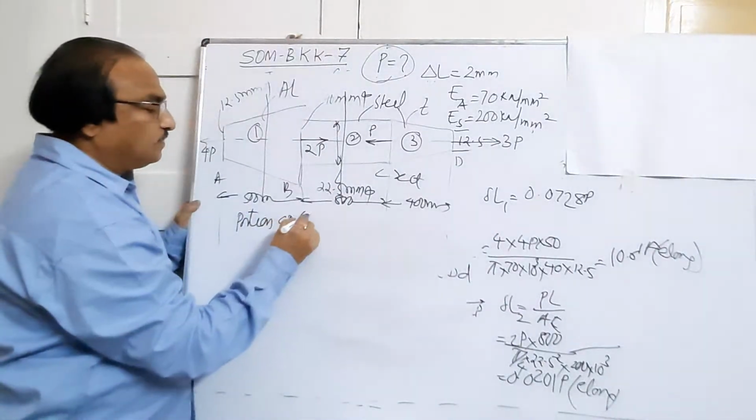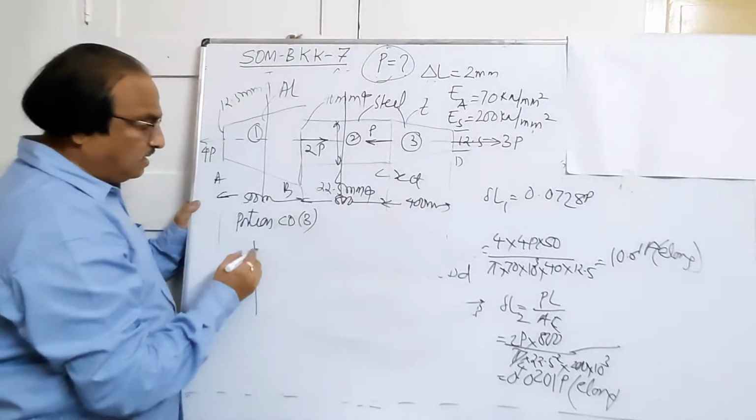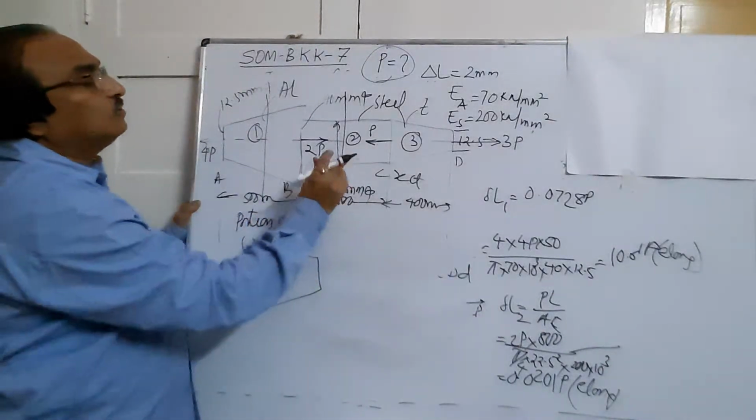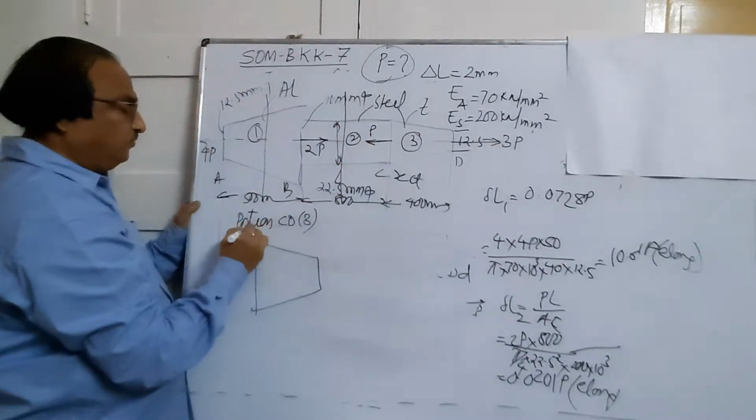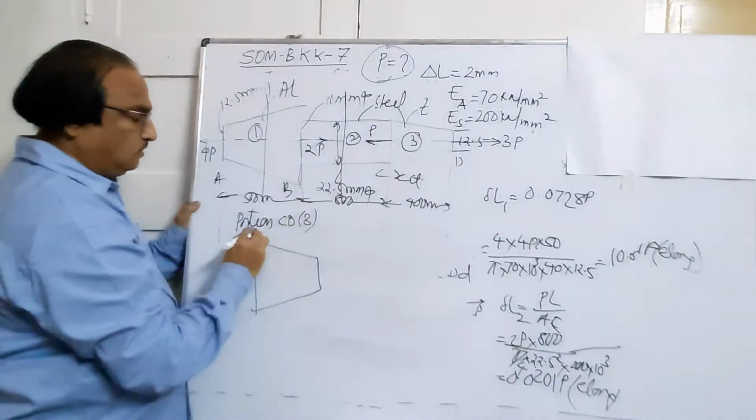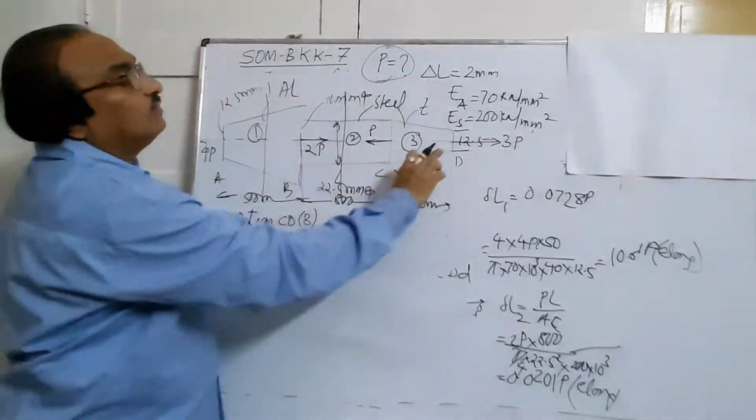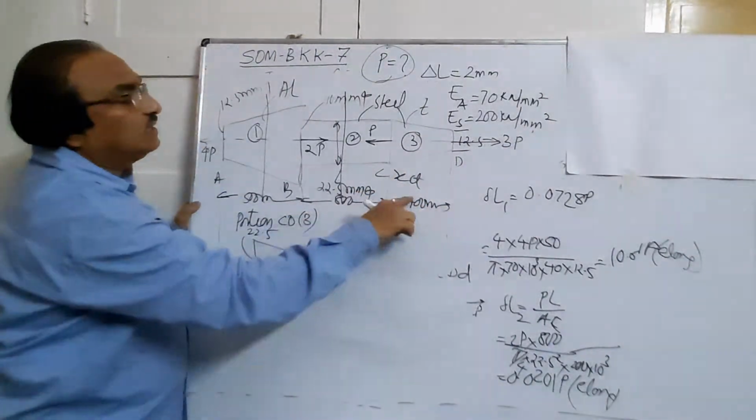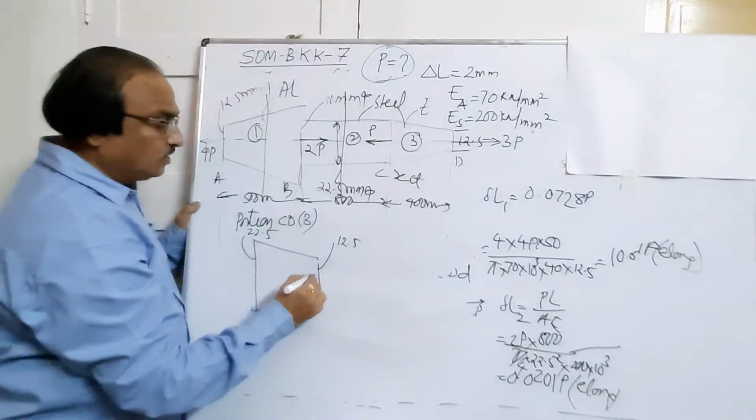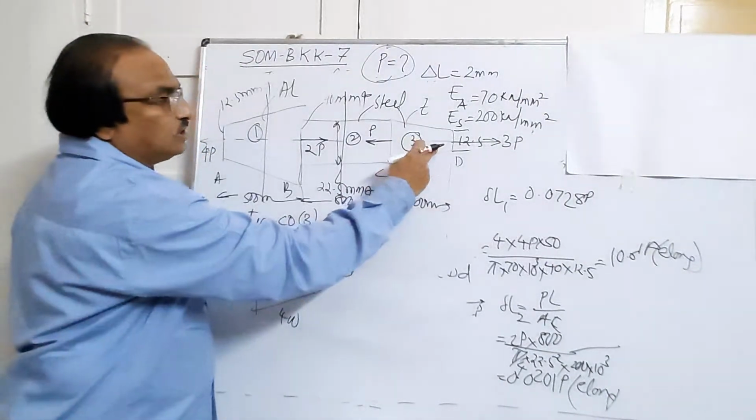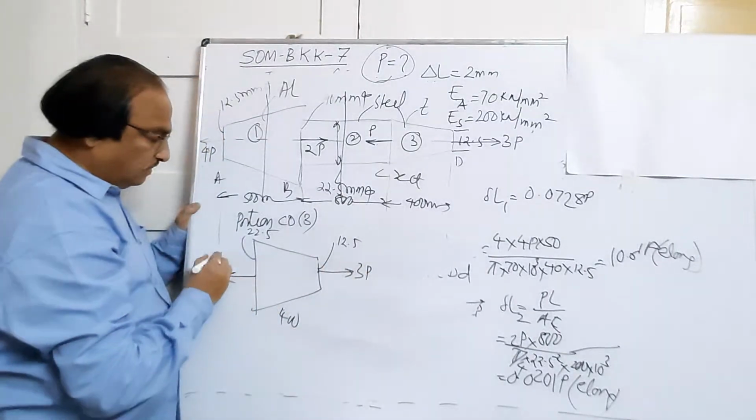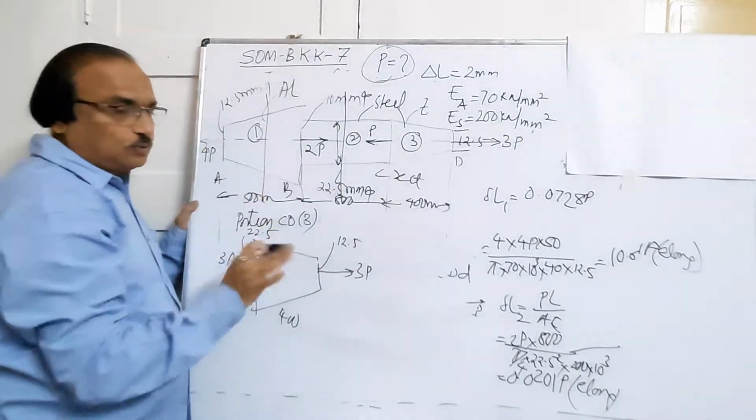CD, or third portion. It is a tapering bar, with the bigger width 22.5. Here the width of the member is 12.5. Length of the member is 400 mm. So here you know this portion is taking a load of 3P, so definitely here also there will be a load of 3P. So first and last portion, no problem.